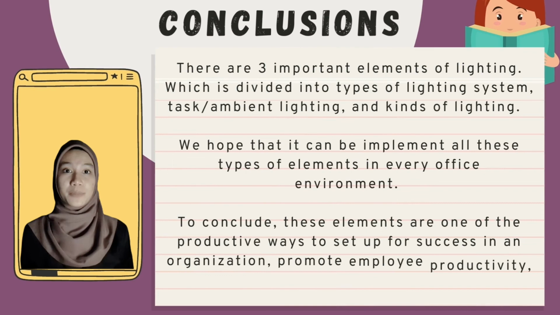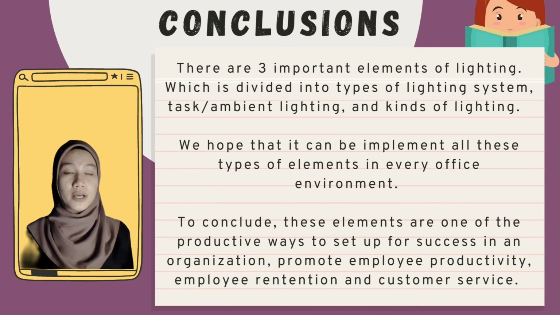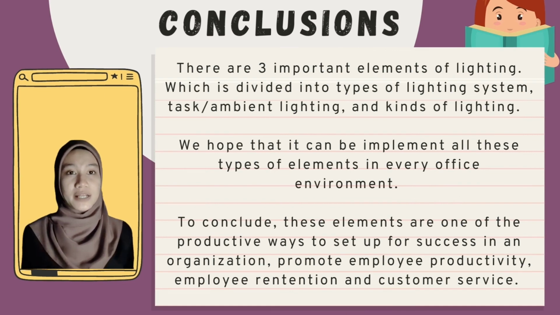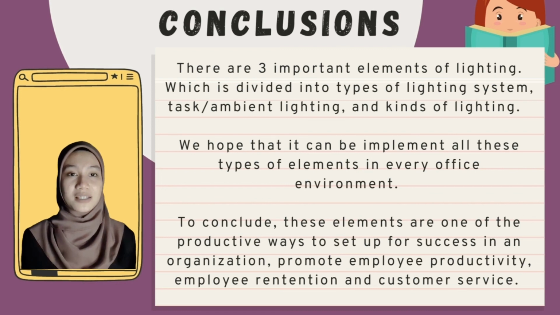Conclusion, there are three important elements of lighting that have been revealed in Chapter 5, which are types of lighting system, task or ambient lighting, and kinds of lighting. We hope that all these elements can be implemented, especially in every office environment in Malaysia, since these elements are one of the productive ways to set up for success in an organization. From there, it can promote employee productivity, employee retention, and customer service.